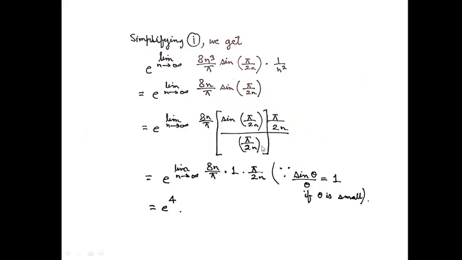So this will give you 8n cube by pi sine pi by 2n into 1 by n square, and this would further give you 8n by pi sine pi by 2n. Now pi by 2n is tending to 0, so we multiply and divide by pi by 2n, and now it becomes sine theta by theta, where theta tends to 0. So this limit is 1, and pi cancels out, 2n cancels out 8n, and we get e power 4. So this was the end. Thank you.